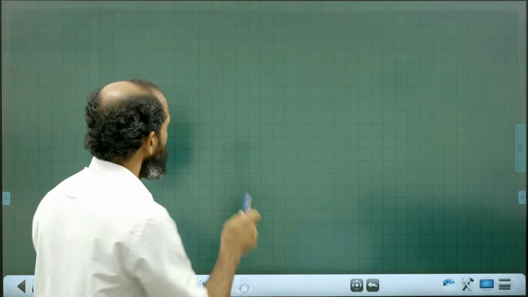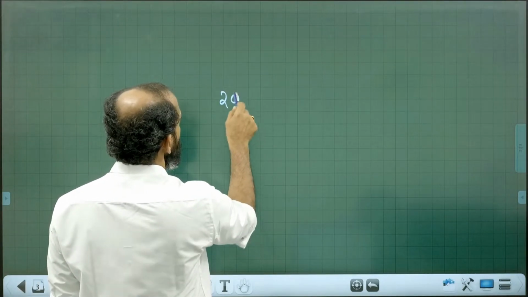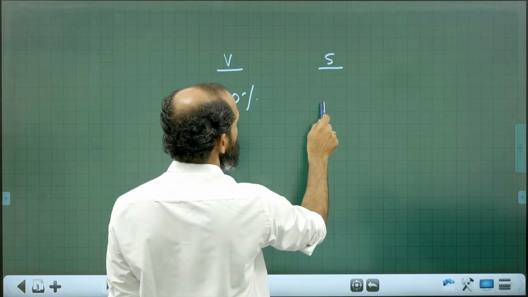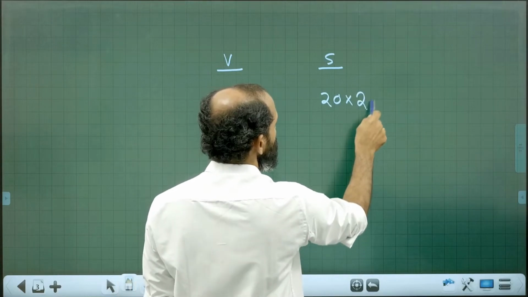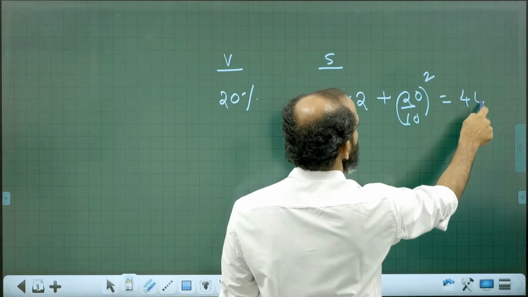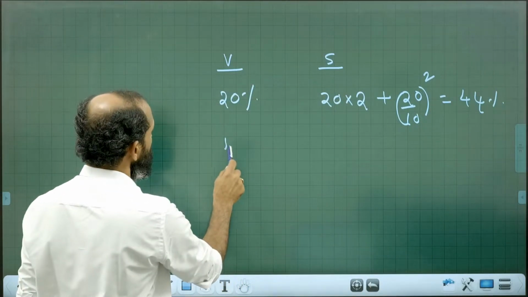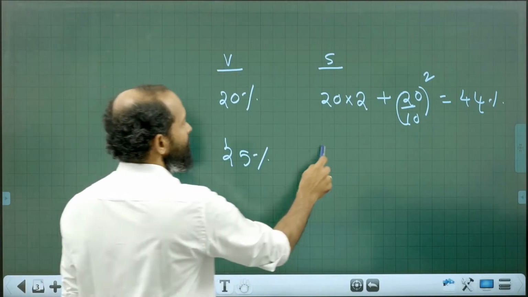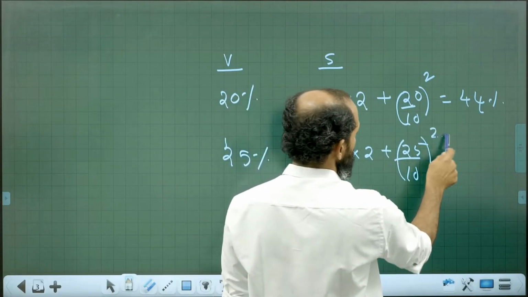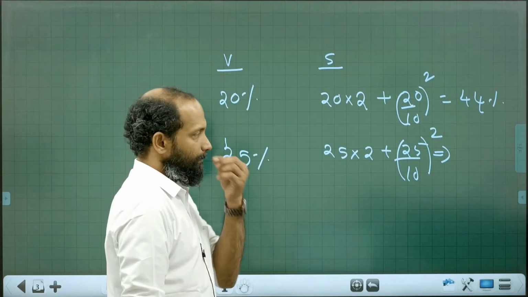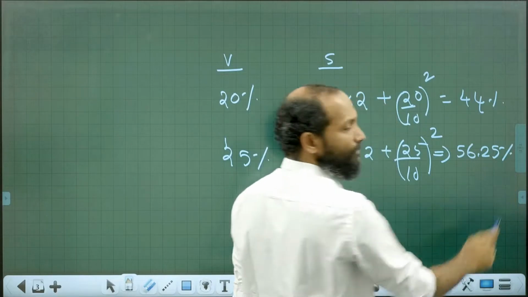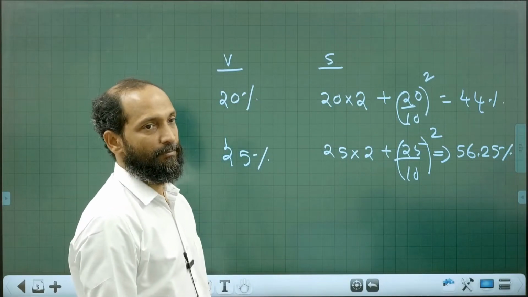Repeating for one more. If speed increases by 20%, stopping distance increases by 20 into 2 plus 20 by 10 squared, that is 44%. Like that, if speed increases by 25%, 25 into 2 plus 25 by 10 squared, that implies 50 plus 6.25, that is 56.25. Even fractions are easy to handle by using this shortcut.